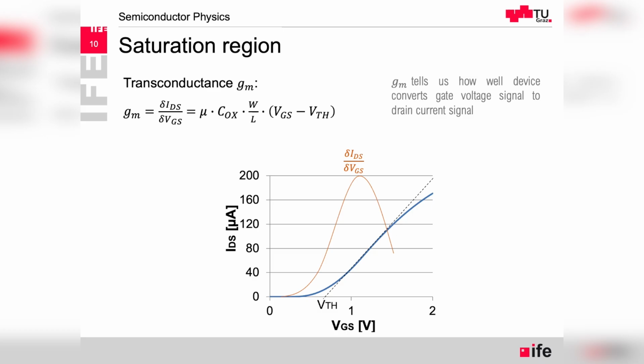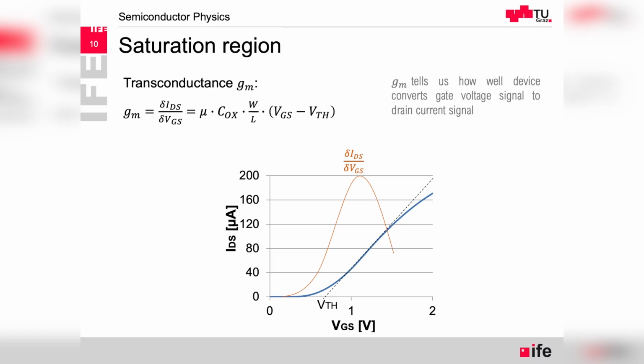And what we can do with this plot is take a plotted derivative of IDS as a function of VGS and plot this orange line, which is just increasing because the characteristic becomes more and more steep, and it reaches some maximum point, and at some point when the characteristic starts to flatten out, then it decreases again.